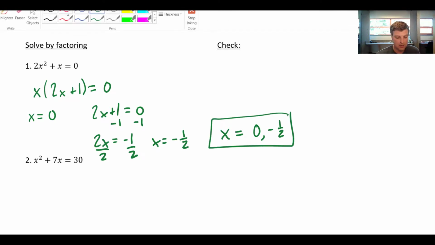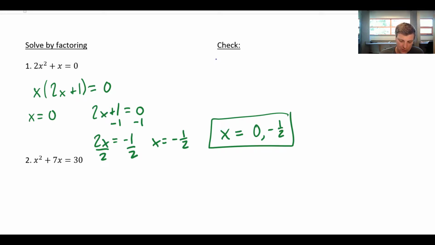Now the nice thing about doing these equations is when you get an answer, you can always check. You can know whether or not it is the right answer, because all you have to do is feed those numbers back into the original equation. So for example, imagine x equals 0. I'm going to feed 0 back into the equation for x, and I would get 2 times 0 squared plus 0 equals 0. Does that make sense? Yeah, 0 plus 0 does equal 0, so I know I'm good.